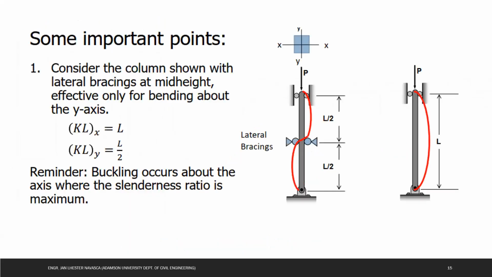So some important points in designing columns based on the theory of buckling by Euler. For example, we are considering this column. This is the x-axis and we have this y-axis. So we have a lateral bracing at the mid-height, effective for bending about the y-axis. What is a lateral bracing?